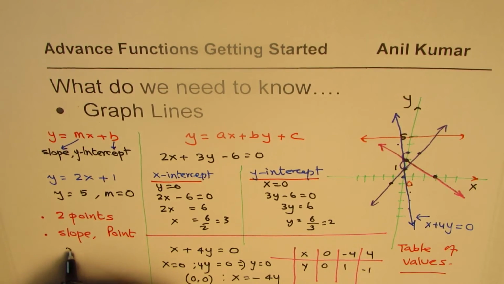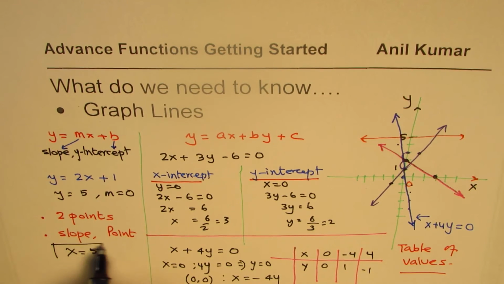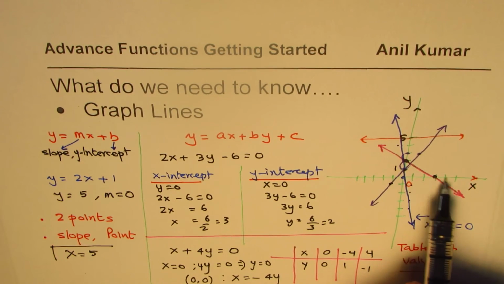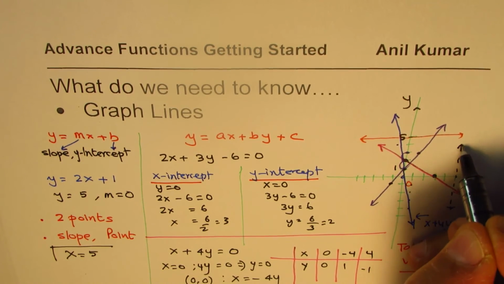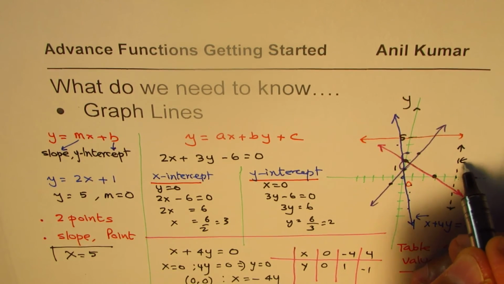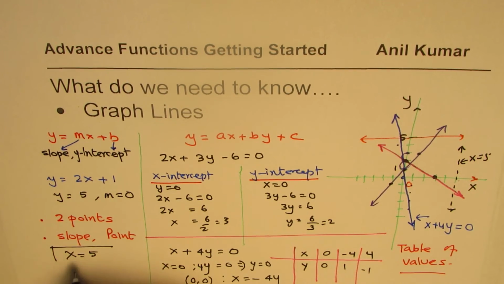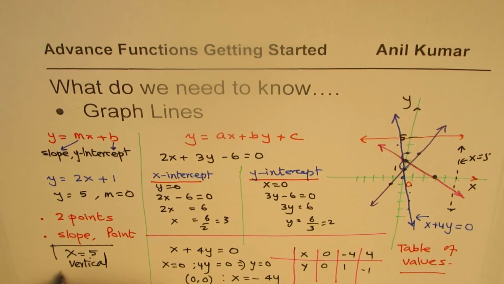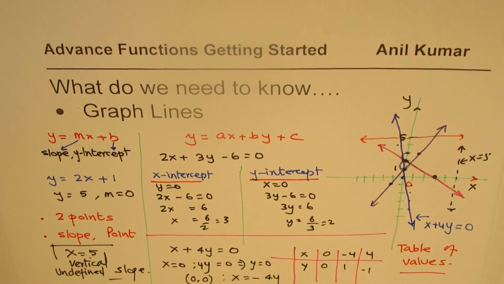Now here are a few interesting examples. How will you sketch x equals 5? Now x equals 5, think about it and then let me know. Well, here's the solution. 1, 2, 3, 4, 5. x equals 5 will be a vertical line like this. That is the line x equals 5. At every point the value of x is 5. It is a vertical line, and you know what is the slope of this line. The slope is undefined. So undefined slope. So that is also a very special case of sketching.